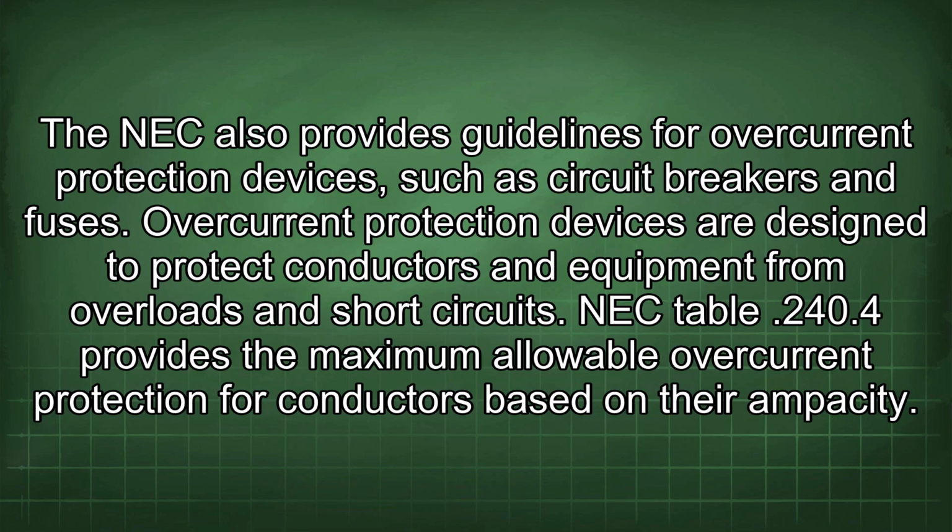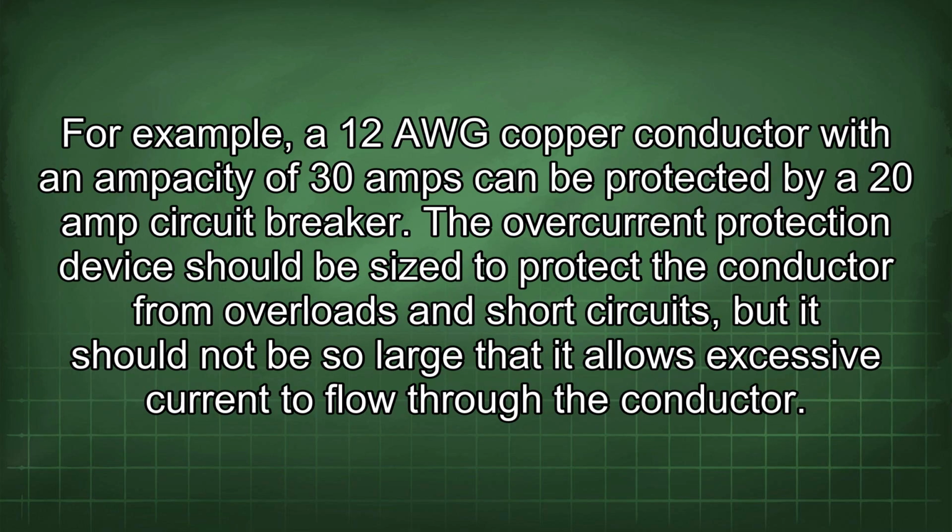NEC Table 240.4 provides the maximum allowable overcurrent protection for conductors based on their ampacity. For example, a 12 AWG copper conductor with an ampacity of 30 amps can be protected by a 20 amp circuit breaker. The overcurrent protection device should be sized to protect the conductor from overloads and short circuits, but it should not be so large that it allows excessive current to flow through the conductor.